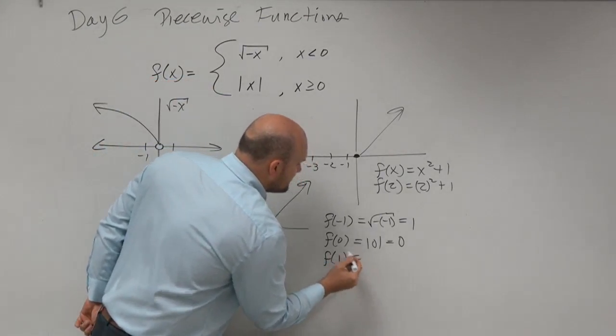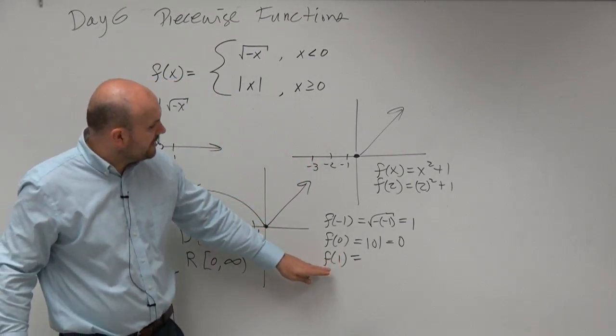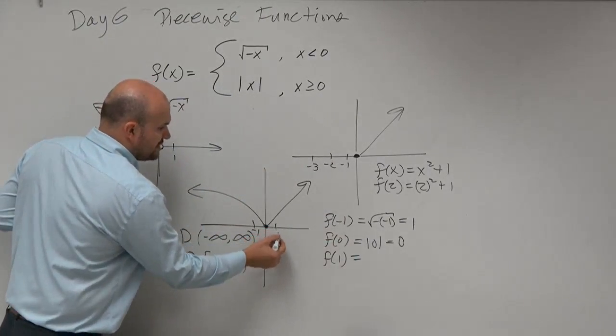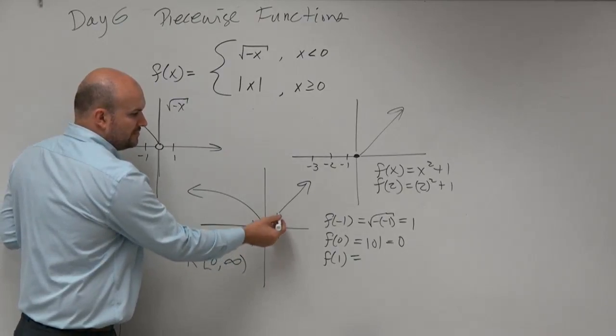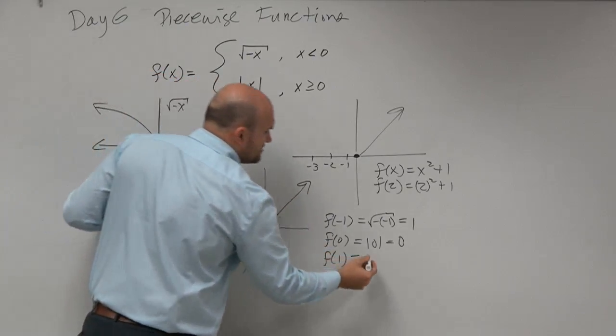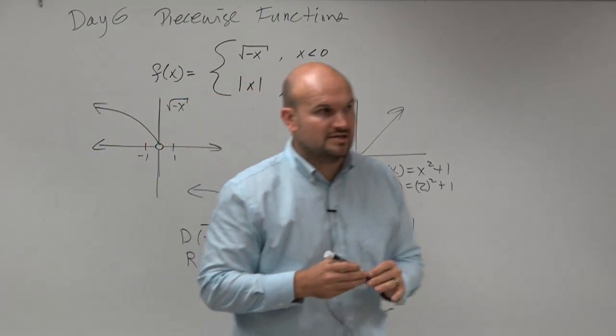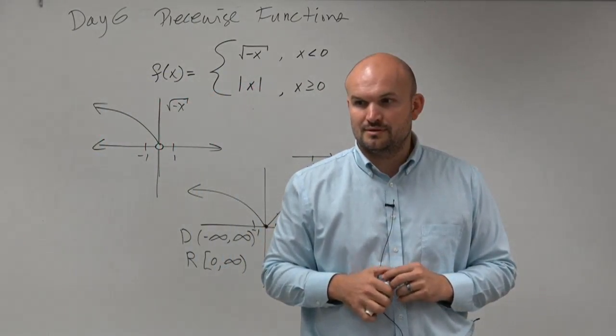Then the last one is f of 1. And when we go ahead and graph f of 1, we're, again, looking at which function we are going to be evaluating with f of 1. You have to see it's the absolute value. So the absolute value of 1 is just equal to 1. Anybody have any questions on at least the first one?